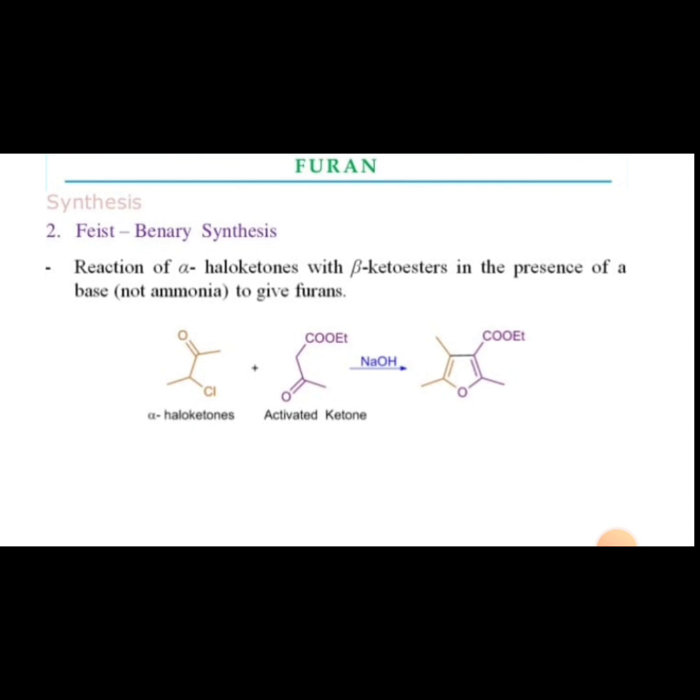Now see the second synthesis of furan, Feist-Benary synthesis. Now see the statement of Feist-Benary synthesis. Reaction of alpha haloketones with beta ketoester in the presence of base, not ammonia, to give furan. The first reactant is the alpha haloketone. Second is the activated ketone, in presence of NaOH, to give substituted furan as the product.